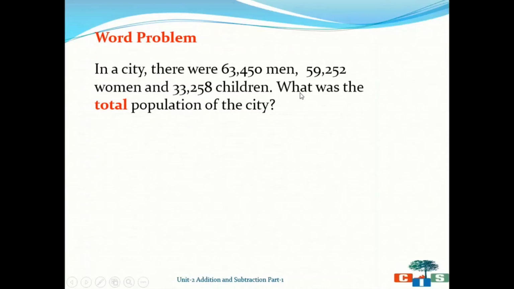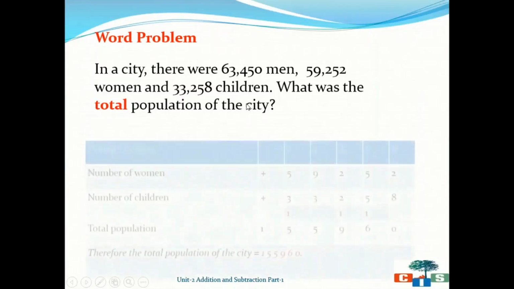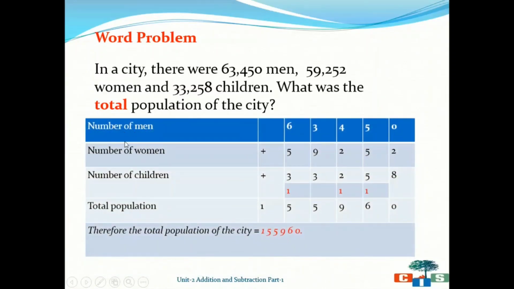Now what will be the last statement? What was the total population of the city? So the total population is equal to, what do we need to do? We need to add all these numbers to find out the total population of the city. So see, number of men, number of women, number of children and then total population. You need to write the digits in columns according to the place value system, and then we'll start adding from the ones place.